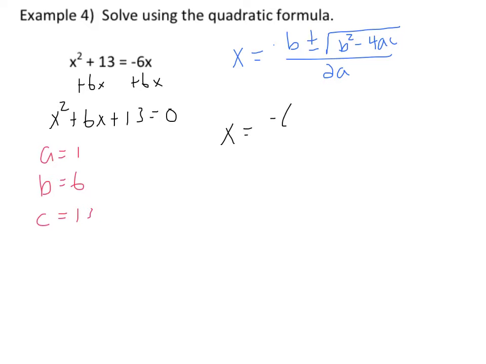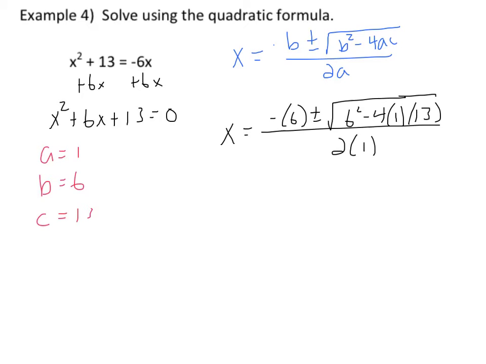We get opposite of 6 plus or minus the square root of 6 squared minus 4 times a times c, all over 2 times a, which gives us negative 6 plus or minus root of, and I'll add a step here to show the work. 6 squared is 36, and we get negative 4 times 1 times 13, and that's a negative 52. All over 2 times 1 is 2.